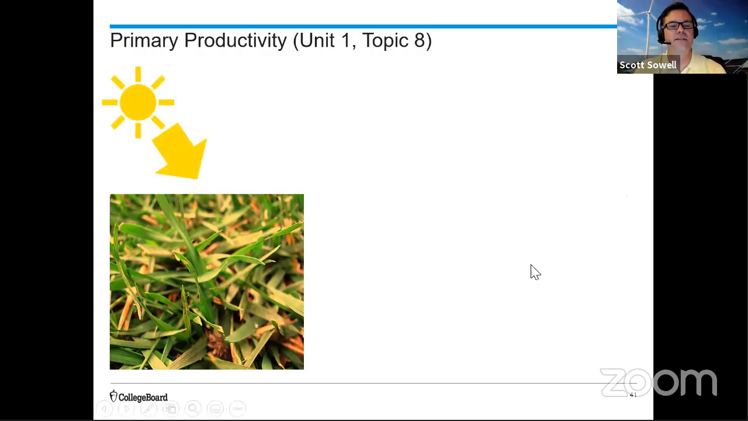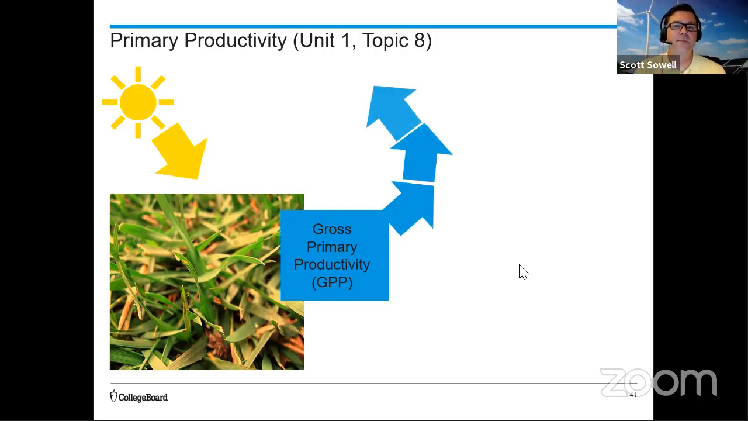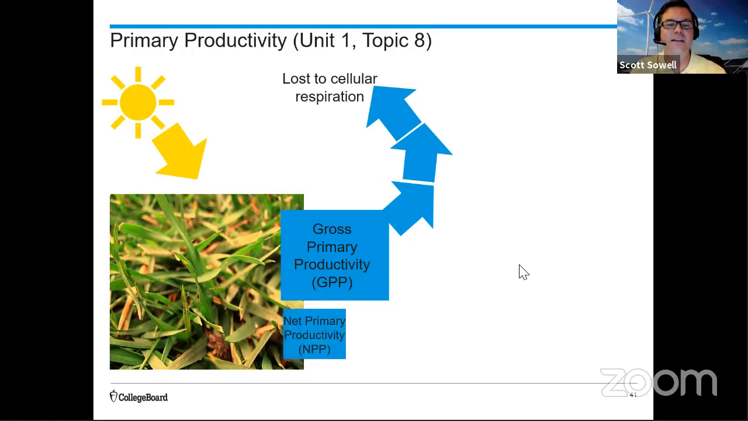So let's start with some sunlight. The sunlight hits the grass and it makes what we call gross primary productivity. This is all the products of photosynthesis, all that organic compound that the grass has produced. That's everything. That's what the word gross means. Now, the vast majority of that is used back by the plant for its own cellular respiration. So a lot of that energy from the sun through GPP is lost through cellular respiration. Okay? What's left over is NPP, the net primary productivity. That's smaller.